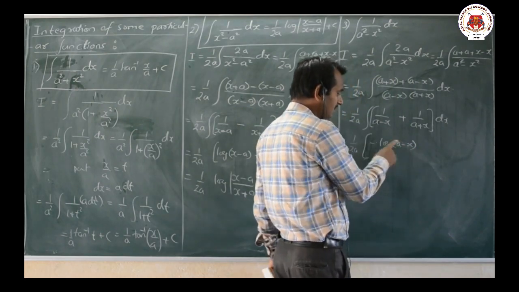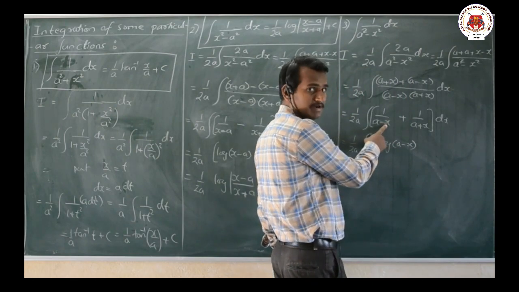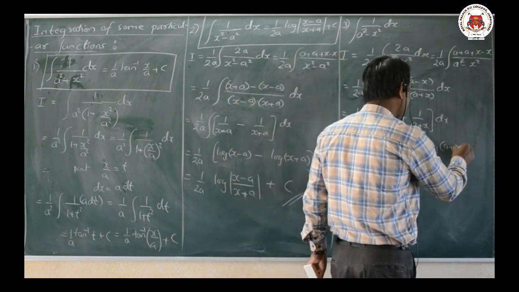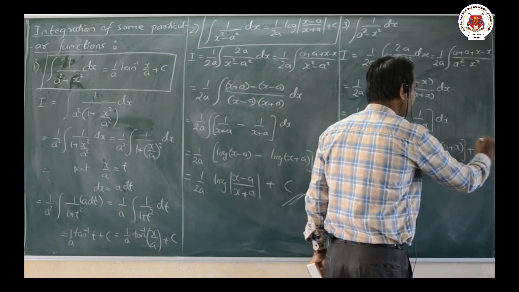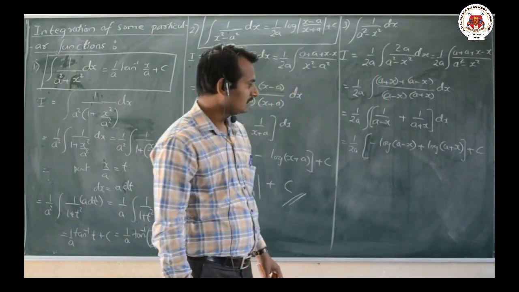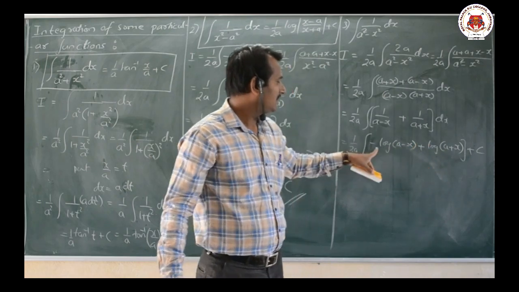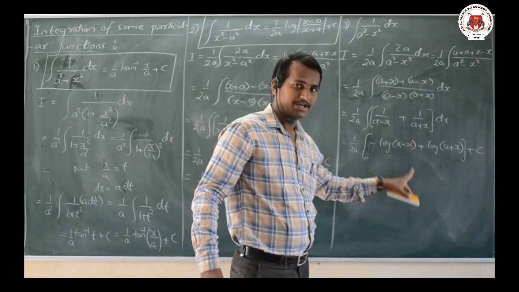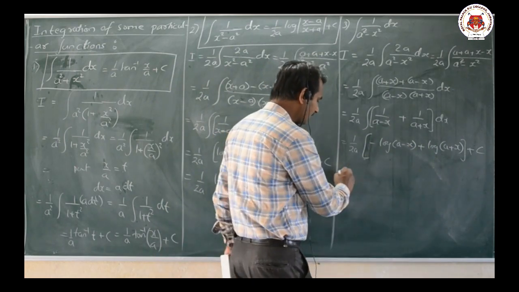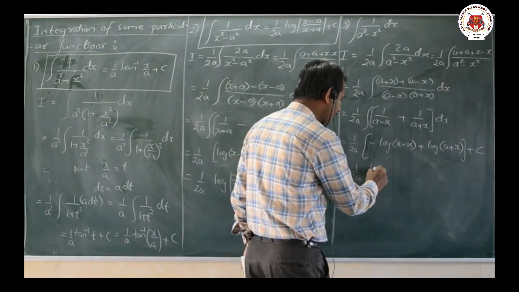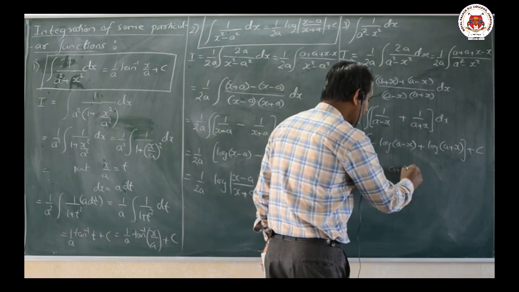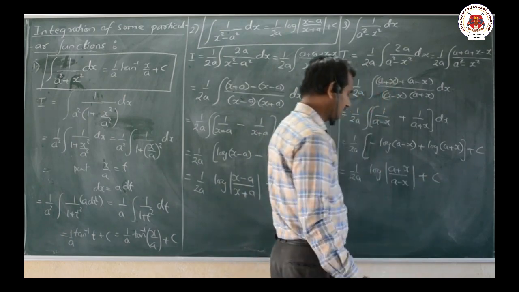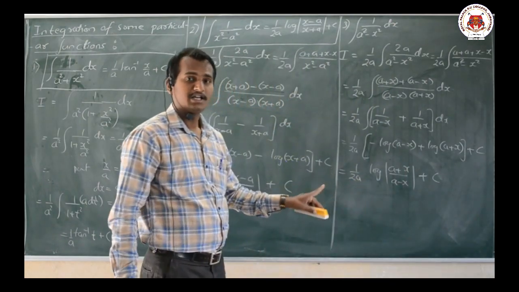Directly it becomes minus of log of a minus x. Why am I getting minus here? Minus because we are having the term with a minus sign here. Plus of log of a plus x here, plus an integral constant c. Now see, this is log a minus log b, and log a minus log b becomes log a by b. So what we get here is equal to 1 by 2a into log of a plus x divided by a minus x plus an integral constant c. That is nothing but our required result.